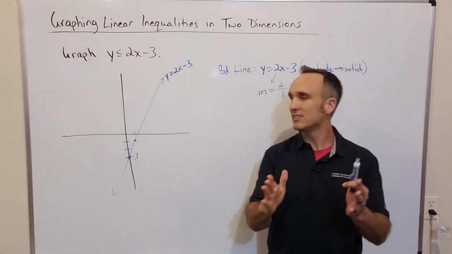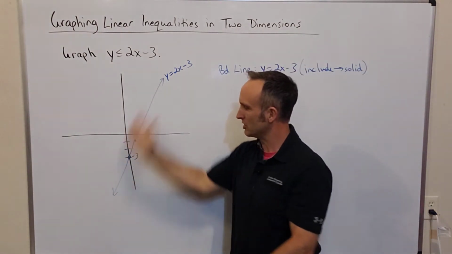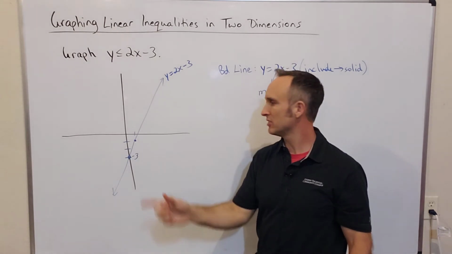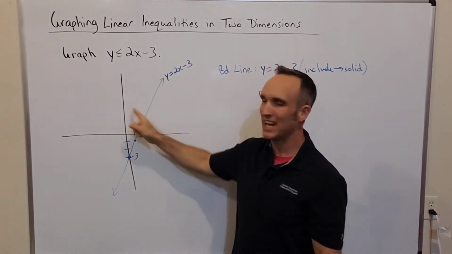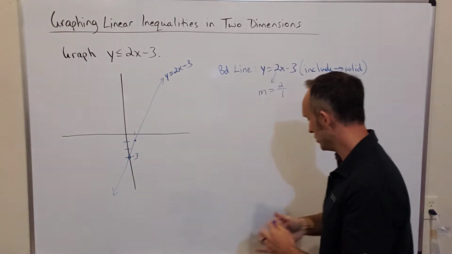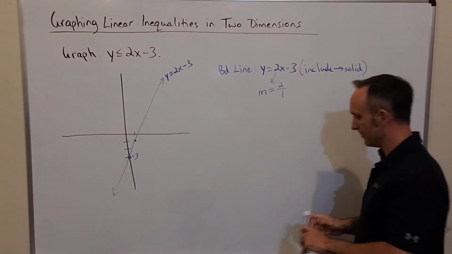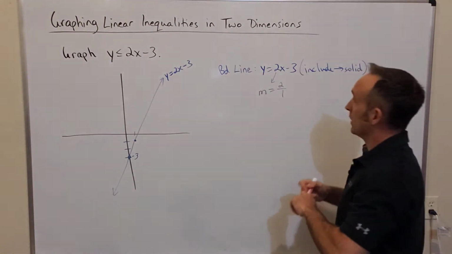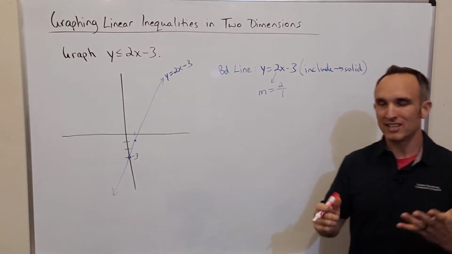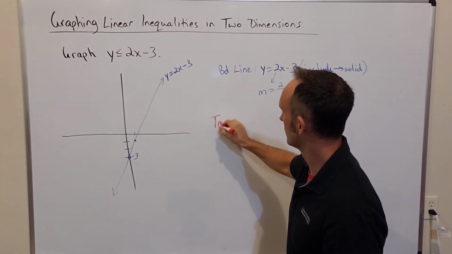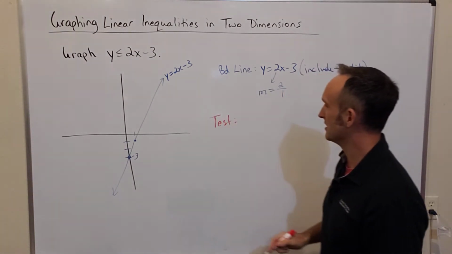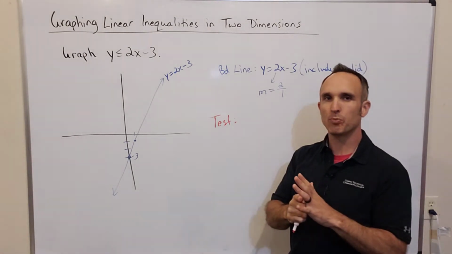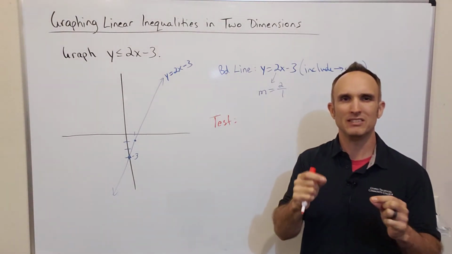So we've just cut our xy plane in half. We've just sliced right through it. We just have to decide which way to shade, okay? Now this is where I'm going to show you a couple different ways to decide. What I like to do is use a test point, just like we talked about in the last example. And my favorite test point is 0, 0, because it's so easy to plug in.